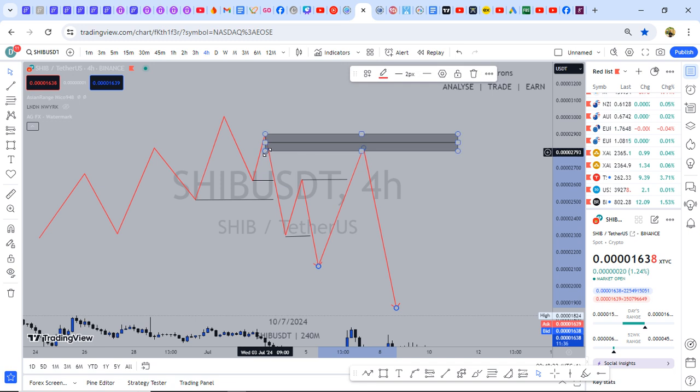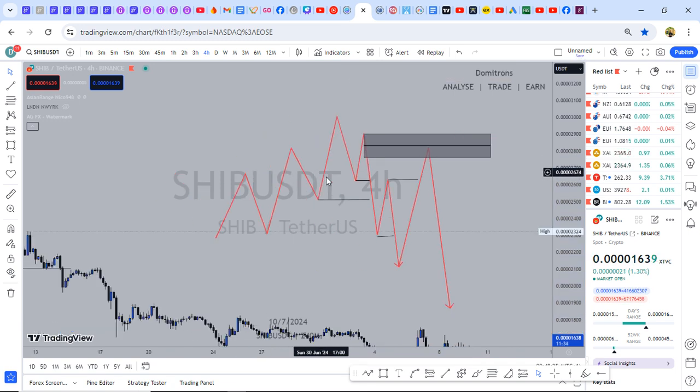So we have to be trading into the lower high that was responsible for shifting this bullish trend to a bearish trend by changing its character.